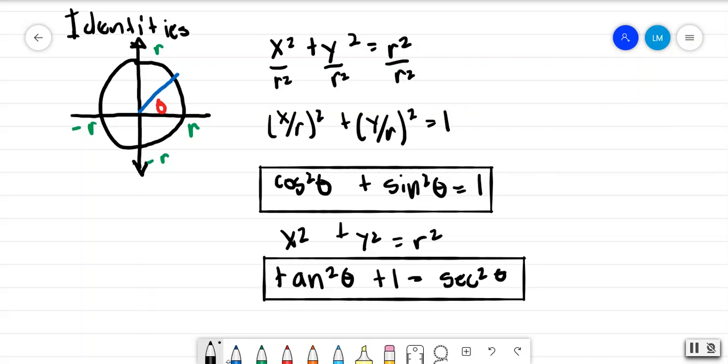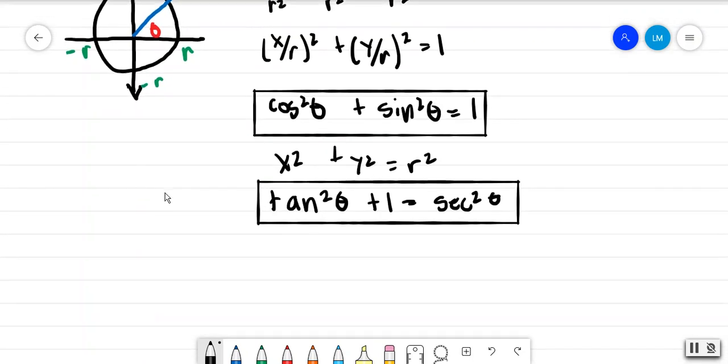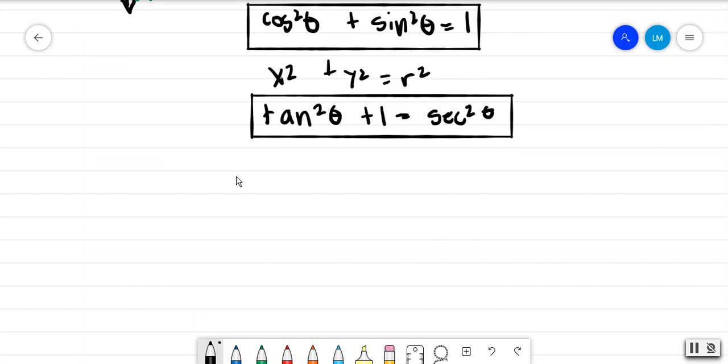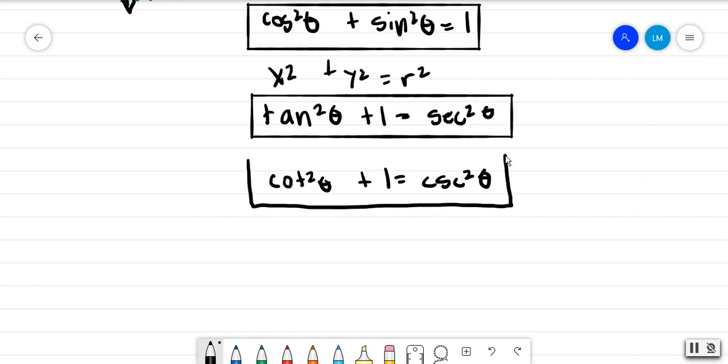Okay, now we can do one more in terms of looking at another identity. Another identity that we have here is if we divide by y squared on both sides, that gives you cotangent squared theta plus 1 equals cosecant squared theta, which, again, if you want to derive it, you can just by dividing by y squared on both sides of the equation.